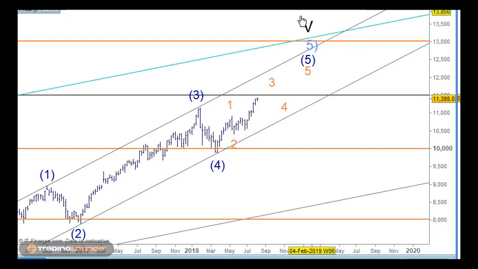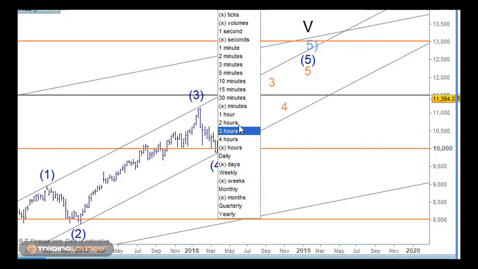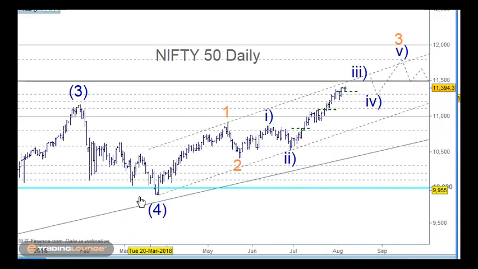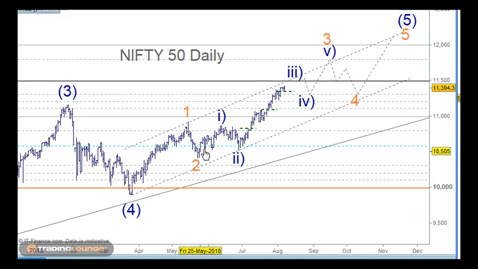Okay, so let's just move in here on the daily chart. Picking it up from this wave 4 here, we're looking at wave 1 here and wave 2 here, and then going up into that third wave in the 11,500 area. So wave 1 here, wave 2 here, and then the whole third wave going up through here. So we've captured that quite nicely.